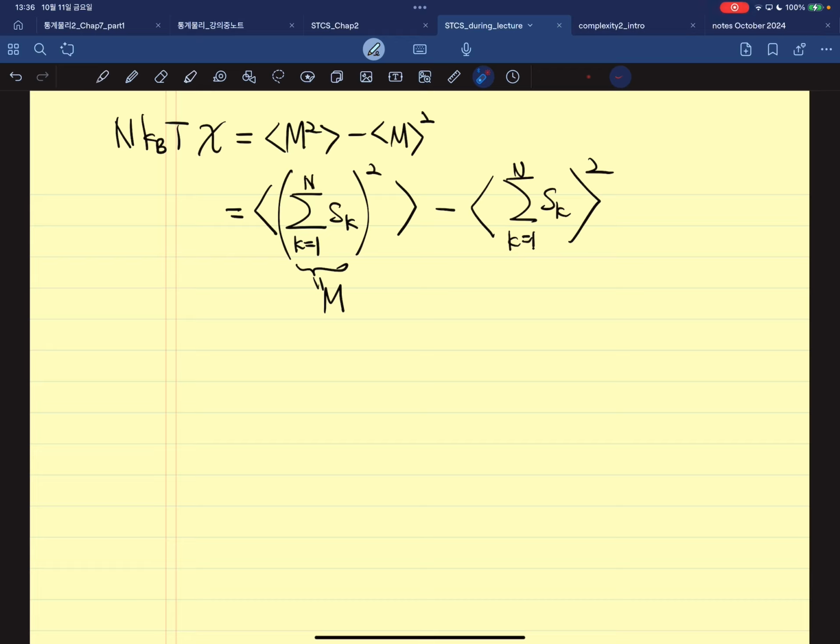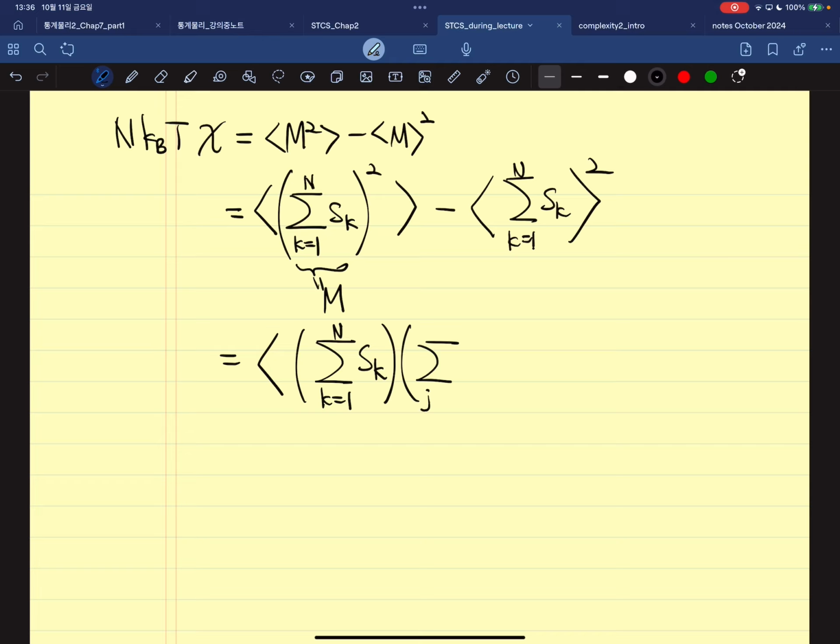And of course, one thing you can do is to intentionally write this square as a double sum, first using this index K and then using this index J.